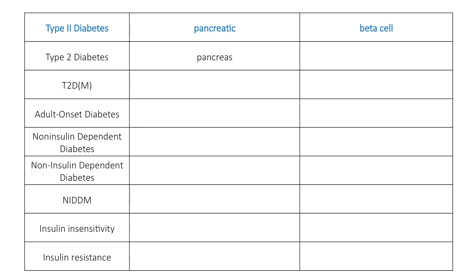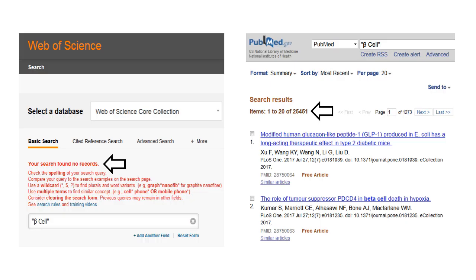For pancreatic, we can also include the main organ name, pancreas. And for beta cells, we can include the condensed form without any spaces between the letters, beta cell, as well as their abbreviated forms, as you see here. Note that special characters such as the Greek beta symbol may not always be recognized, so whether you include it in your search or not will depend on the database you're using.